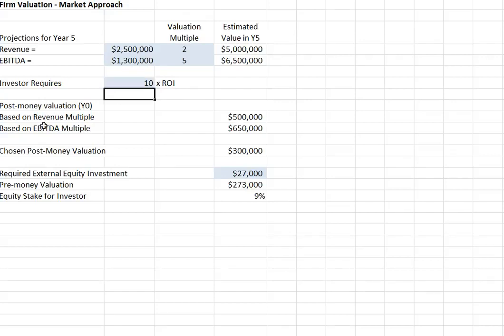Well, what that does is that makes the current valuation of the company much higher, because the value in year 5 is divided by a smaller number. So then we could maybe say the company is worth 600,000. And therefore the 27,000 from external equity investors is only worth 5% of the company. So that's the example of the market approach. This is something that you need to know. If you're not clear about it, please get a hold of me, and we can go through some examples for your own company.